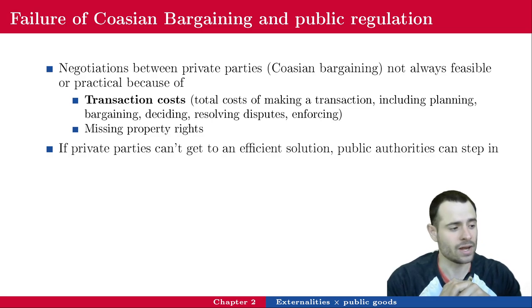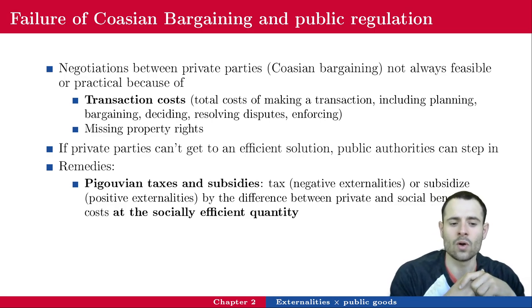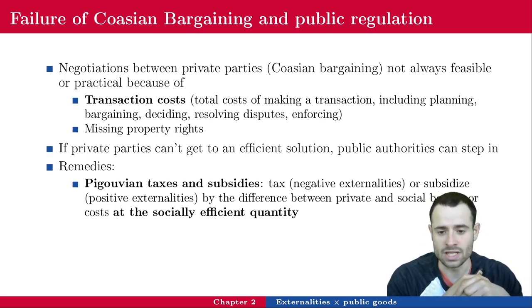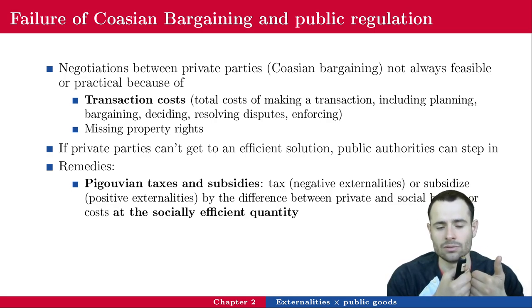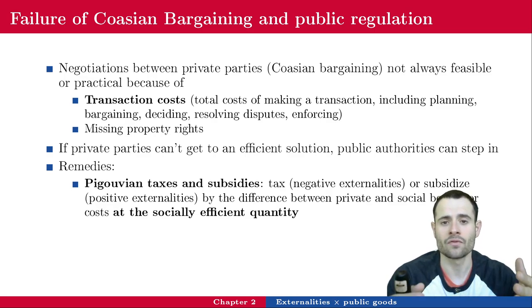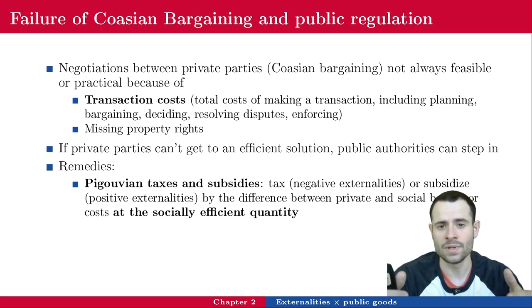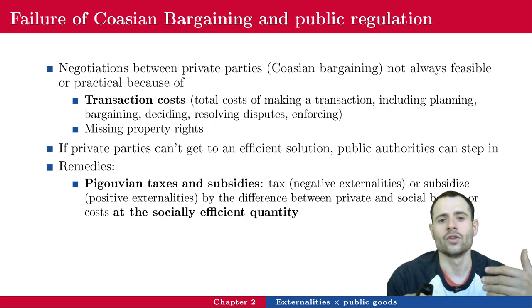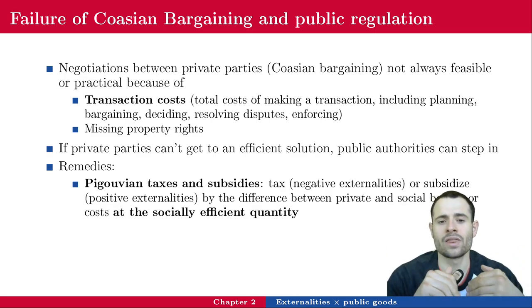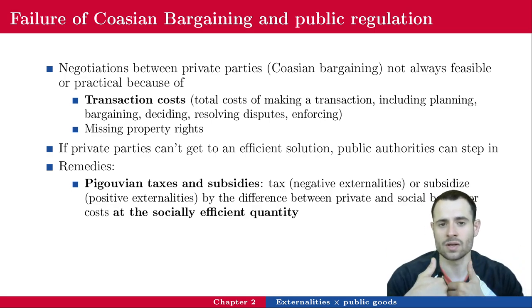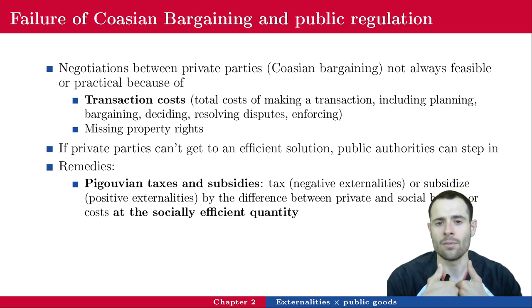Public authorities can step in. Among other things, they can use what we call Pigouvian taxes and subsidies. So Pigou, Arthur Cecil Pigou, was a British economist, in particular the supervisor of Keynes. You might know Keynes from ECON 105 or ECON 305, the Keynesian multiplier and so on. Pigou was his supervisor. He came up with a form of taxation and subsidy that could solve the problem.